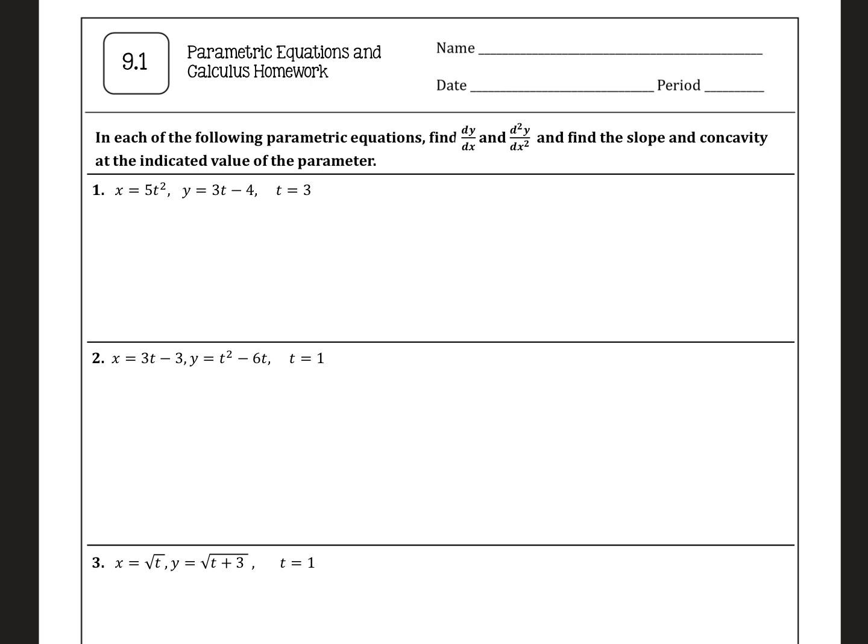So looking at that, dy/dx, it's the same thing as what we saw in polar. You're going to look at dy/dx is going to be the same thing as dy/dt over dx/dt. So dy/dt is 3, dx/dt is 10t, and they wanted you to evaluate this when t is equal to 3. So let's see, that would be 1/10.